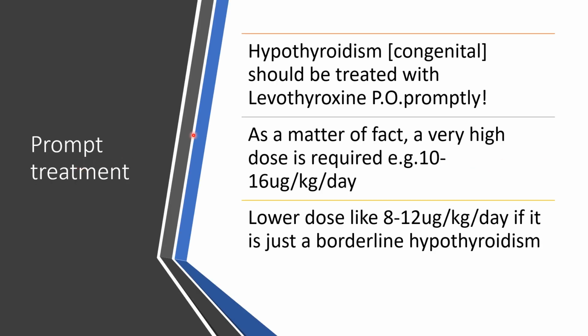Prompt treatment is required when there's congenital hypothyroidism, to be treated with levothyroxine promptly. As a matter of fact, you are not just going to give the levothyroxine, you are going to give a very high dose in children, 10 to 16 microgram per kilogram per day. You may choose a lower dose like 8 to 12 microgram per kilogram per day if the hypothyroidism is just at the borderline level.